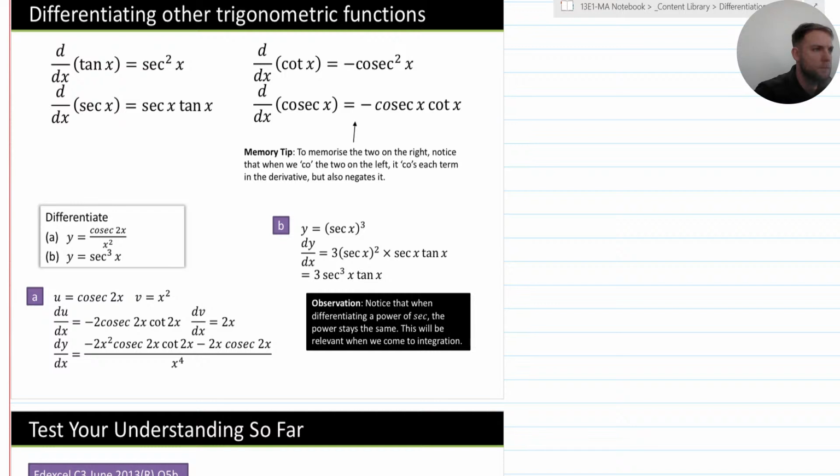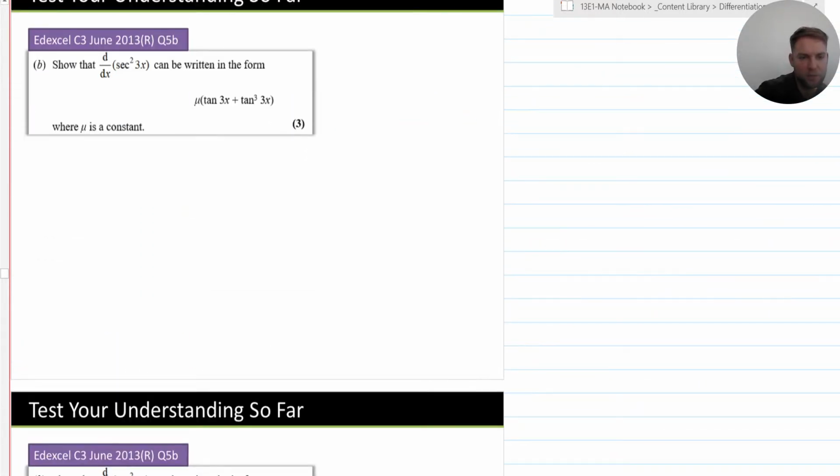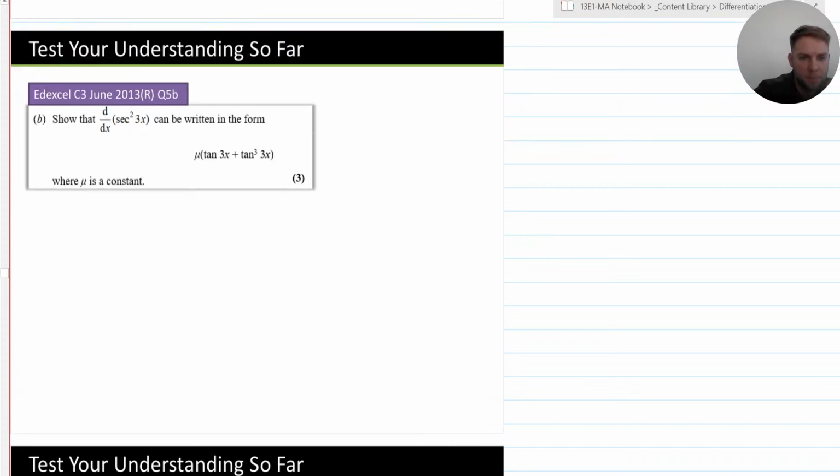Just pop your hands up if you're happy with that. Good, good, good. All right. So I know this is tricky. Have a little go at this one yourself. This one here is from a past paper. He's trying to find out what that constant is. So they're asking you to simplify it. So have a little go at that one yourself.